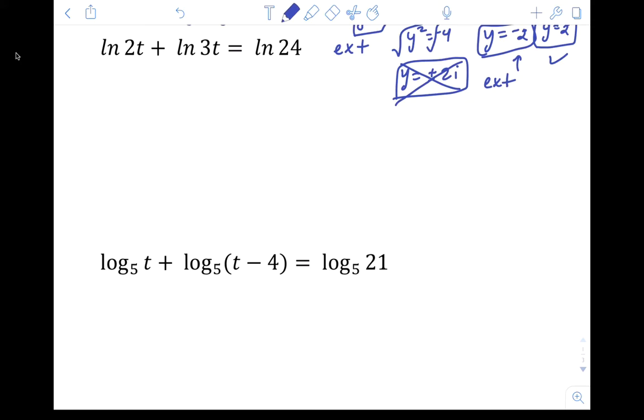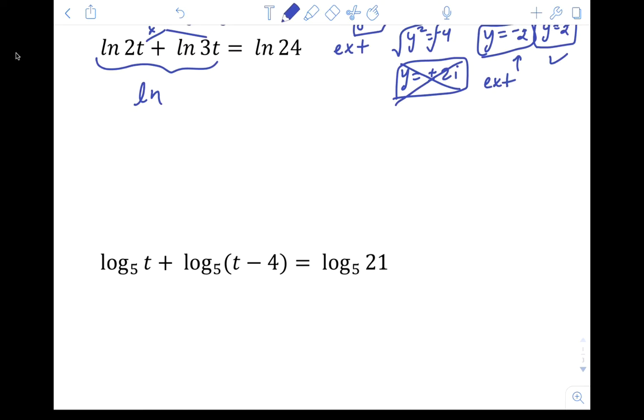Example 2. I actually really like this example. It's actually pretty quick and easy. Hopefully you've noticed that all you've got to do is condense and then drop. The natural log of 2t plus the natural log of 3t. When you have condensing with addition, you will multiply to do that.